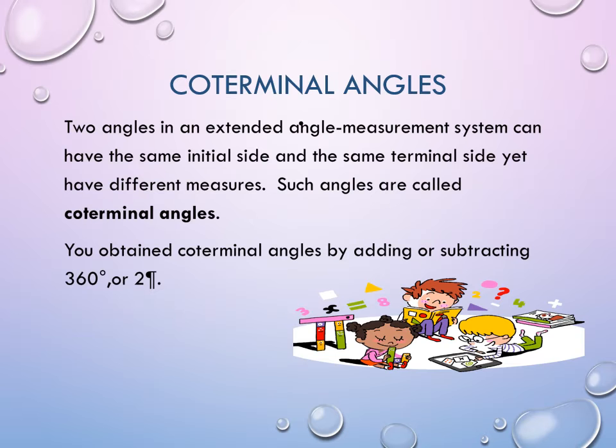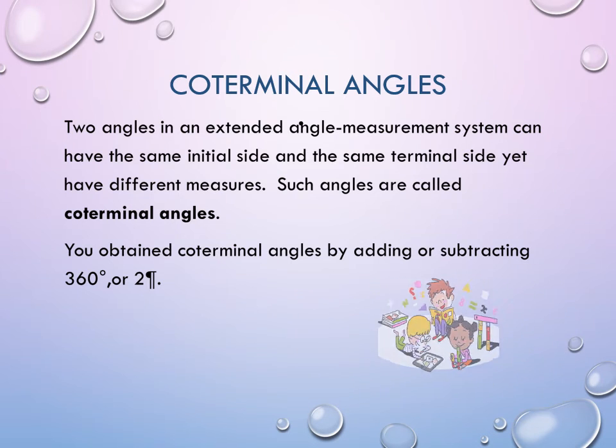Now we're going to practice a little bit what coterminal angles are. To put it quickly, coterminal angles are those that have the same initial side and the same terminal side. So we're going to refer to coterminals as two angles in an extended measurement system that have the same initial side and the same terminal side, yet they have different measures. Now, what are the two ways in which we can get coterminal angles? We can get coterminal angles either by adding or subtracting 360, or adding and subtracting 2 pi.